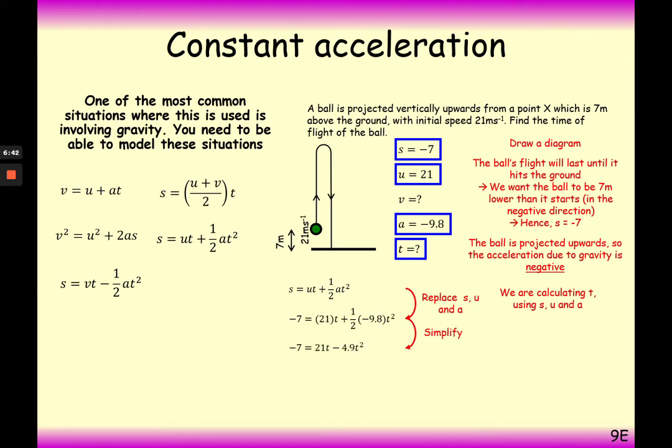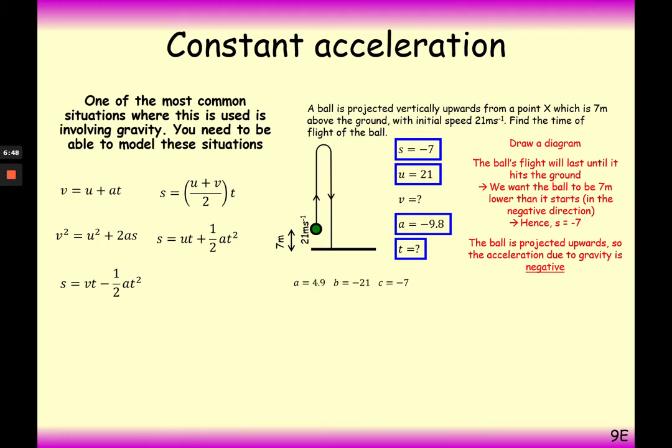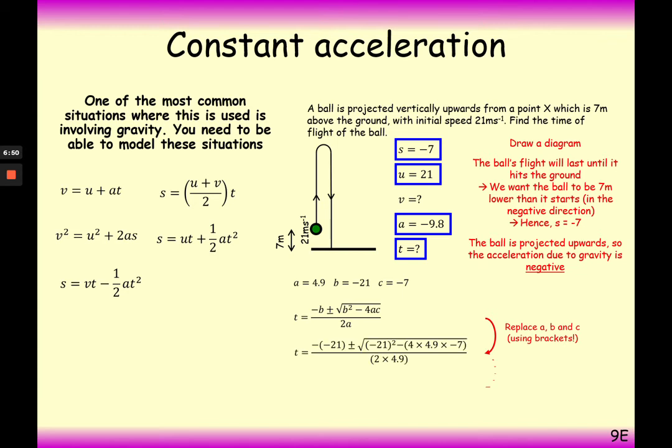Again, we're going to get two solutions. One will be positive, one will be negative. Obviously the one we're after is the positive one. So solve it using the quadratic formula. You get 4.6 or minus 0.3, so we'll take the positive one to two significant figures, and that's the time of flight of the ball.